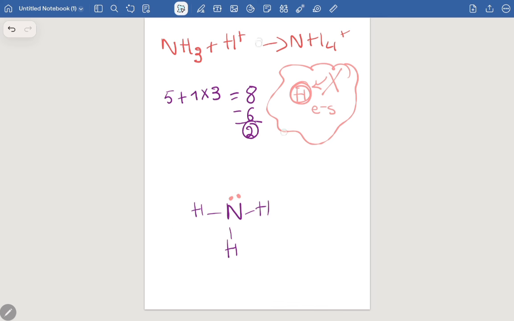Okay, now what happens next is that we will add the hydrogen H+, right? I think the color is a bit too strong. Let me change it.